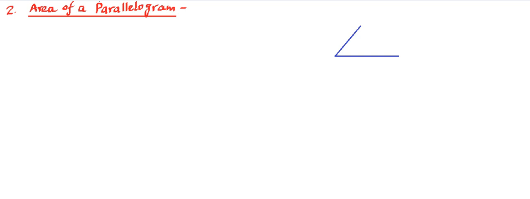Next application of cross product is area of a parallelogram. We can also find area of a parallelogram using the cross product expression. So let's say we have two vectors, A vector and B vector. A vector is pointing in this direction, B vector is pointing in this direction. If we join these two head points, this becomes a triangle because the tails are joined together.